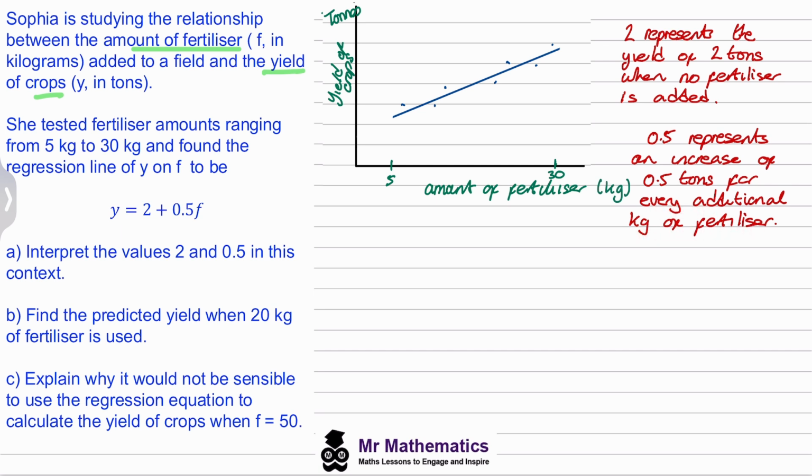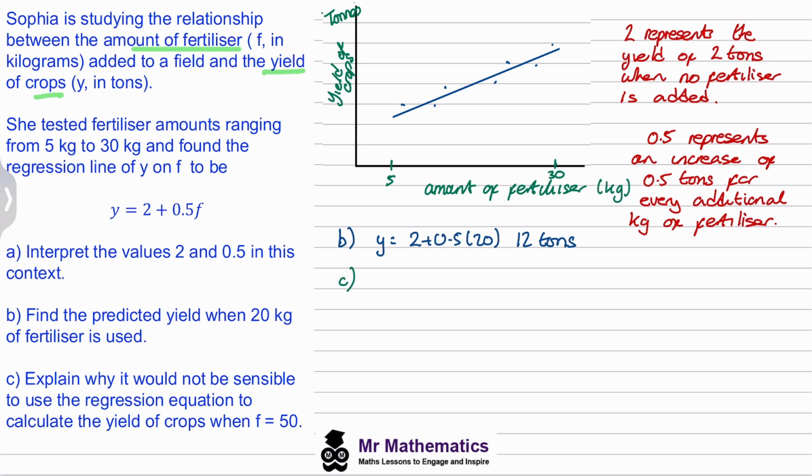And then for part B, find the predicted yield when 20 kilograms of fertilizer is used. Well, you can see that the 20 kilograms does fall within our data range, so our model would work. So we'll substitute the 20 into our regression model, and we'll get 2 plus 0.5 lots of 20, and this will give us 12 tons.